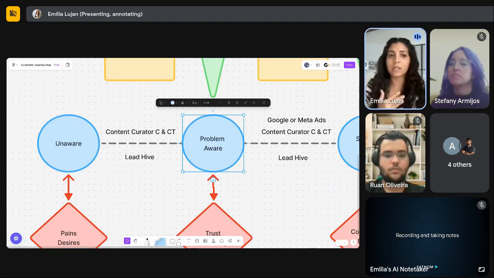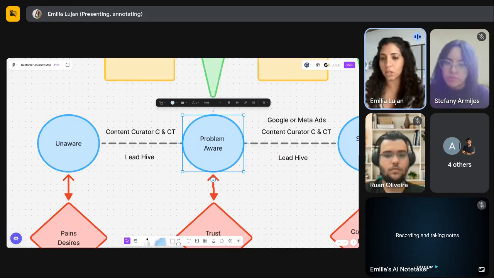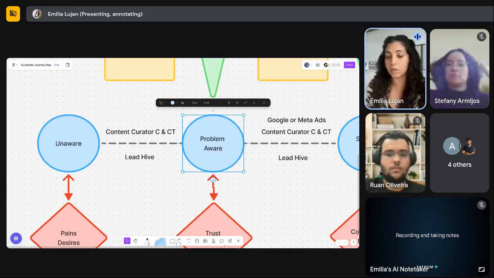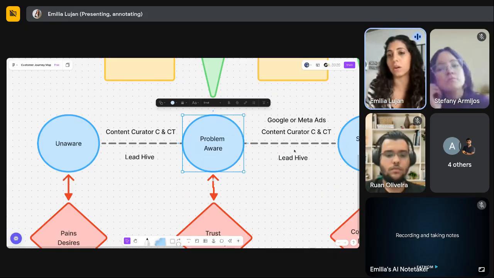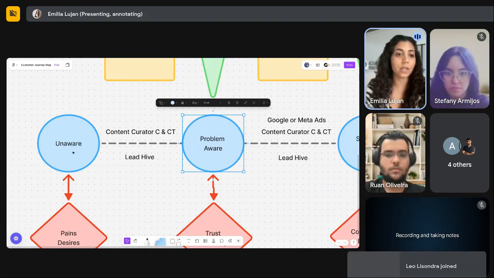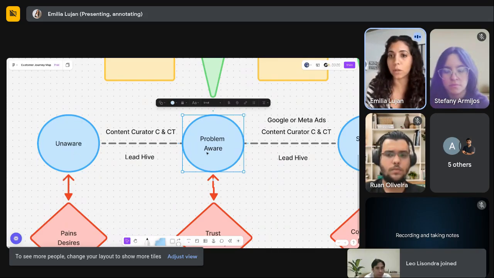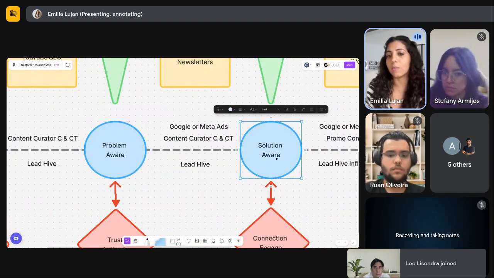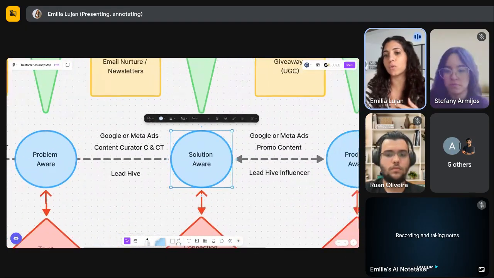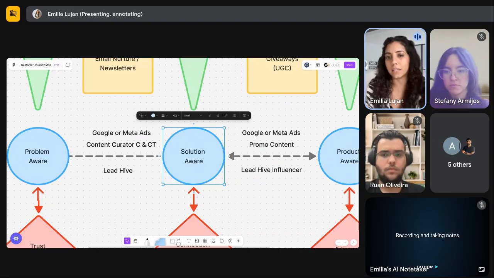So there needs to be some form of education, nurturing, and there are systems, of course, that we all know within marketing that are designed for this, so that if somebody is unaware, then they become aware of what the problem could be. And then lastly, they become aware of the solution and then choose us or our client as the ideal choice.